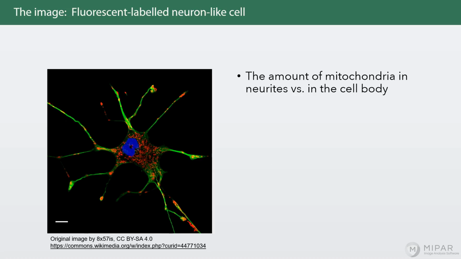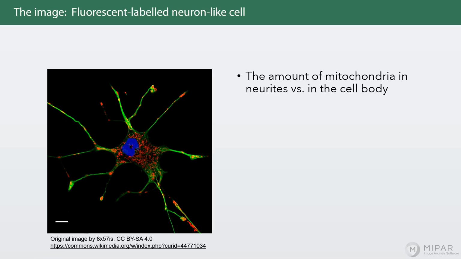So here's our image here. It's a neuron-like cell, technically a PC12 cell, that has been stained fluorescently, first with green, which stains the cytoskeleton. Then we have red, which stains the mitochondria inside the cell. Then we have blue staining the nucleus.